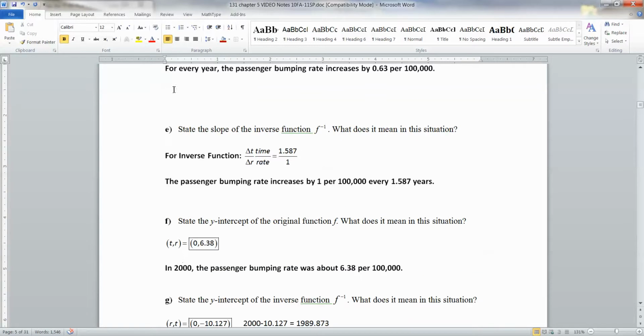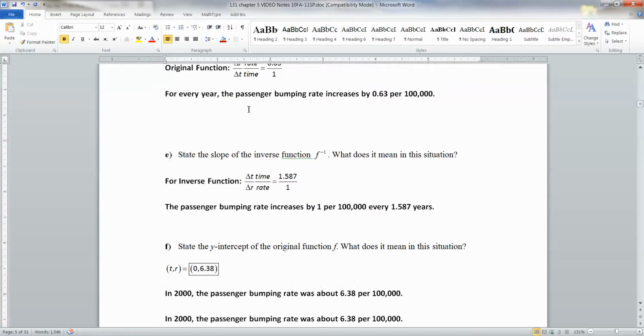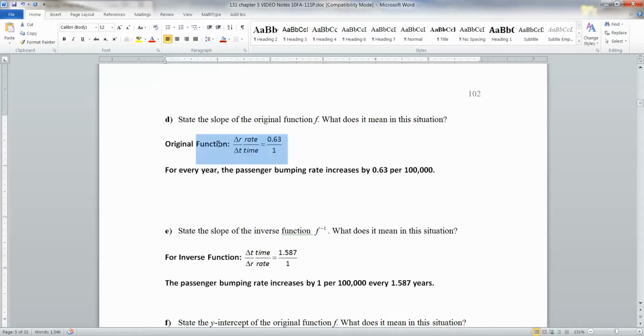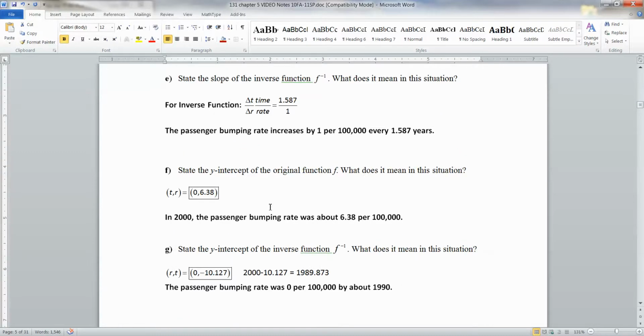And I cannot stress enough, it really pays to pay attention to what your independent and what your dependent variables are for these problems. Write it out, like right here I put t comma r, or right here I put change in rate over change in time. It helps me keep track of how to interpret it.